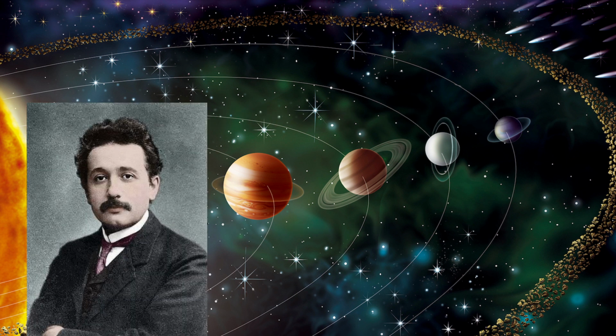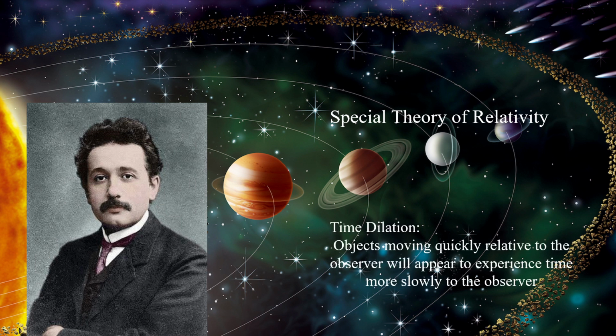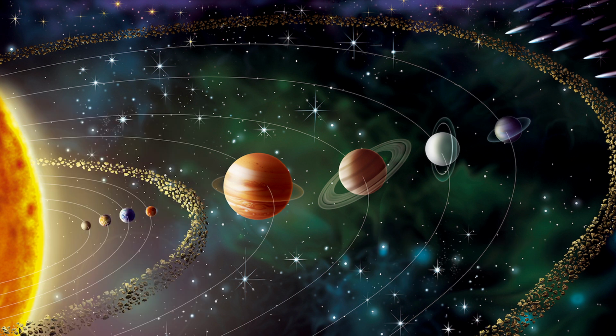Time dilation is a phenomenon included in Albert Einstein's famous special theory of relativity. It is the phenomenon that a moving object, relative to an observer, will appear to experience time more slowly to the observer. To find out why this strange phenomenon occurs, we will need to use the special theory of relativity. This theory describes the behavior of space and time and describes the behavior of objects moving at different speeds relative to each other. In order to describe these behaviors, the theory makes two important assumptions.